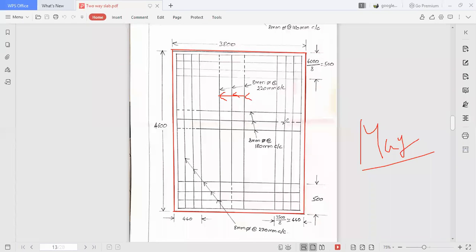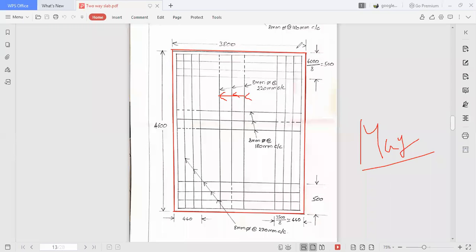Here in this diagram you can see some dotted lines, all these dotted lines represent the bars at the top of the slab. Dotted lines are at the top of the slab, solid lines are at the bottom of the slab. The rods which are provided at the bottom are represented with a solid line. The bars which are at the top are represented with a dotted line. Now these three bars are the longitudinal bars provided in the middle strip, which are 8 mm diameter at the rate of 220 mm center to center.